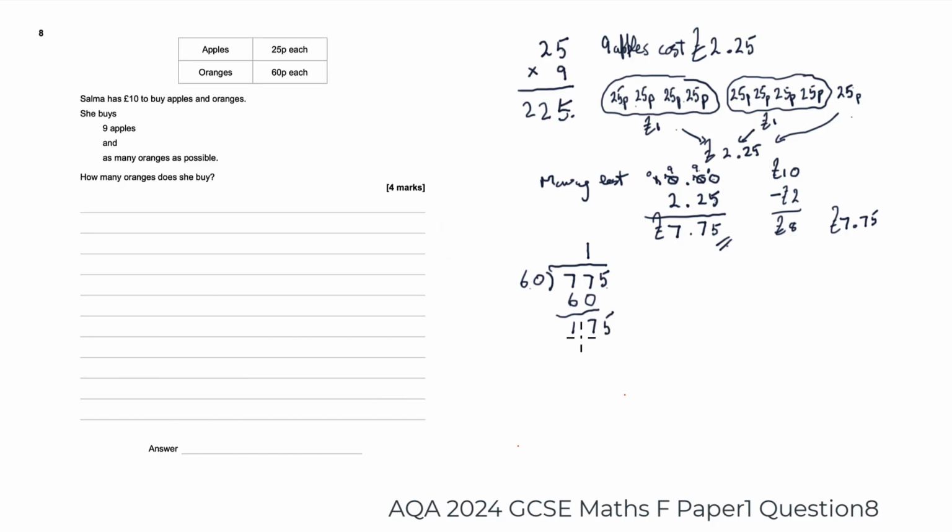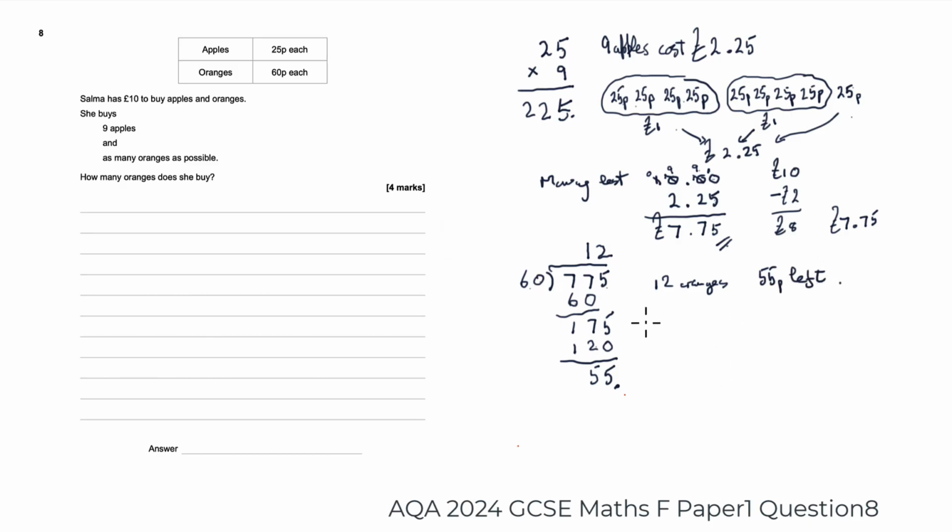And 60 into 175, well, a couple of 60s, 2 6s are 12, that would be 120. 3 6s are 18, that would be 180. So it's 2, and we'll double check, 2 lots of 60s, 120. Do your subtraction. 2 from 7 is 5. We've got 55 pence left, not quite enough for a whole orange. So she buys 12 oranges. She's got 55 pence left.